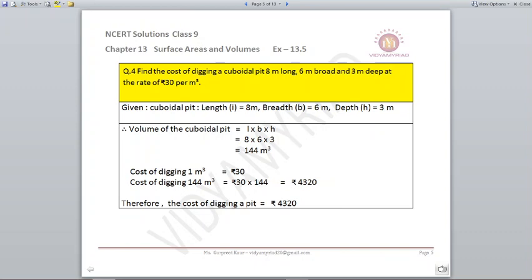This is the volume. And they are telling us for 1 meter cube the rate is rupees 30. So definitely for 144 it will be multiplied with 30, which gives you rupees 4320. So the cost of digging that pit is rupees 4320.